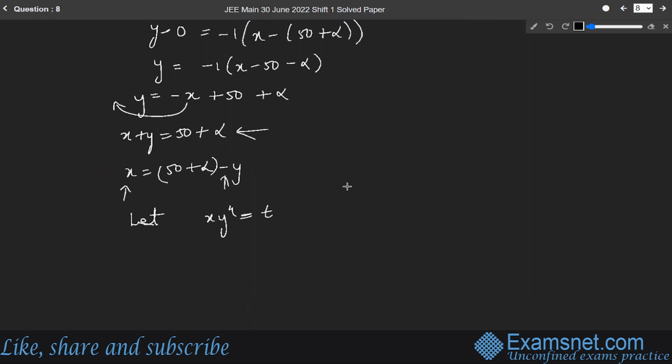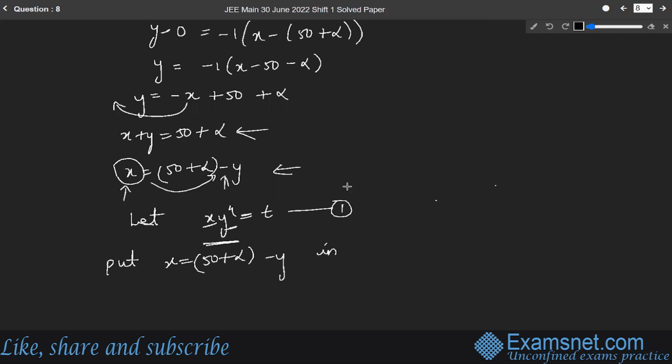Now what we have to do is write this whole expression in terms of x. You can see that the first term is x, okay, and the second term is y power 4. Okay, so we can do one thing. Either we can write it in the form of x or in the form of y. Here we can see that the value of x is in the form of y. So let us substitute the value of x in this given equation. So consider it as equation 1. Now put x equal to 50 plus alpha minus y in equation number 1.